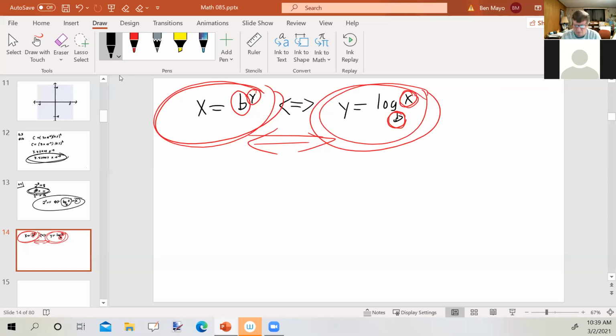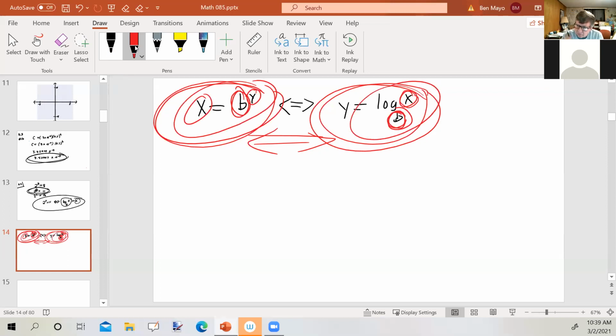Now, what does that have to do with what we're doing here today? This base is b. This base is b. The base stays the same, but the players, the x and the y, change places. Here, the y is connected to the b. Here, the x is connected to the b. But again, I want to point out this is b to the y power. This is not b to the x power, but they are connected.